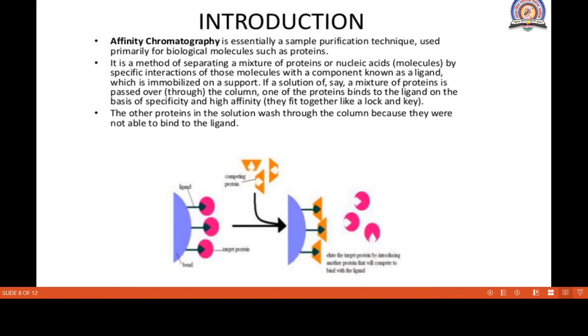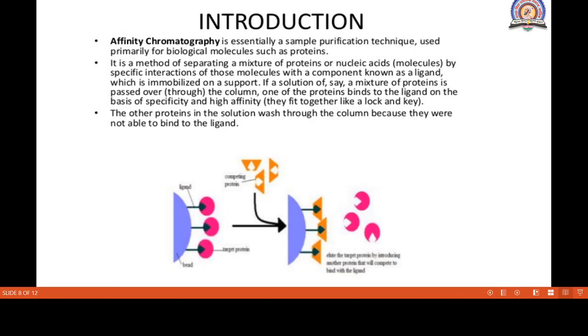Affinity chromatography is essentially a sample purification technique used primarily for biological molecules such as proteins. Means biological molecules, proteins, are purified by using this affinity chromatography. Okay, it is a method of separating mixtures of proteins or nucleic acids by specific interaction of those molecules with a component known as a ligand, which is immobilized on a support.